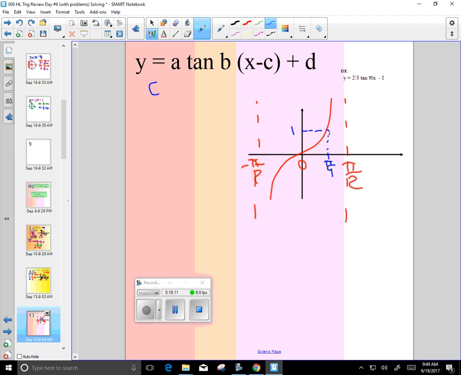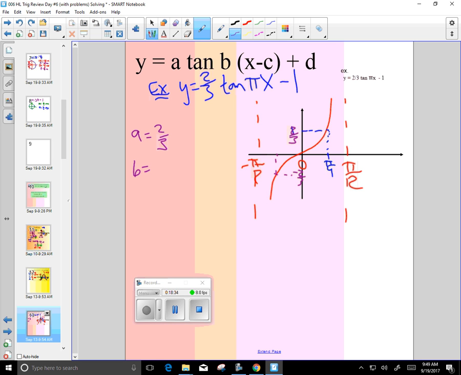So if you took that example, y equal to 2/3 tangent of pi x minus 1. Okay, what's a? 2/3. So this number changes to a 2/3 and -2/3. That's sort of how you would sketch it.